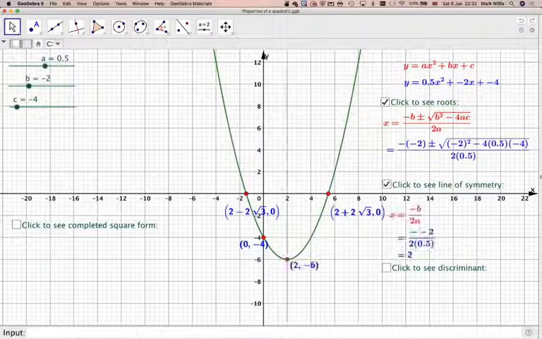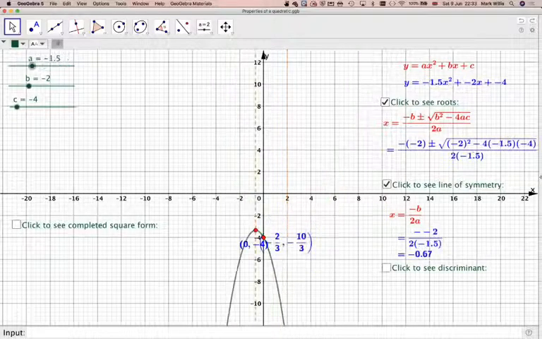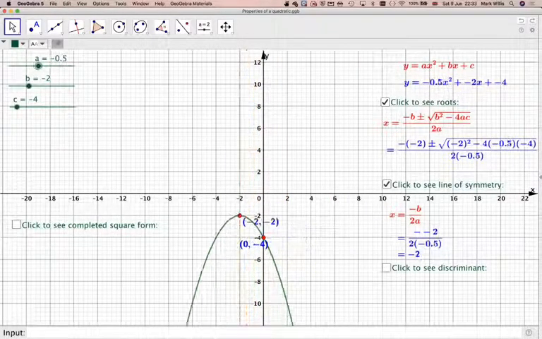The line of symmetry can be found by doing x is minus b over 2a. So in this case it is going to be minus 2 over 2 times 0.5, which gives you the value of 2. And when you got that value of 2, if you put 2 back into the function, it'll give that y is equal to minus 6. So this point here will give me the minimum point. Now, if a is negative, then we get a maximum point like that.